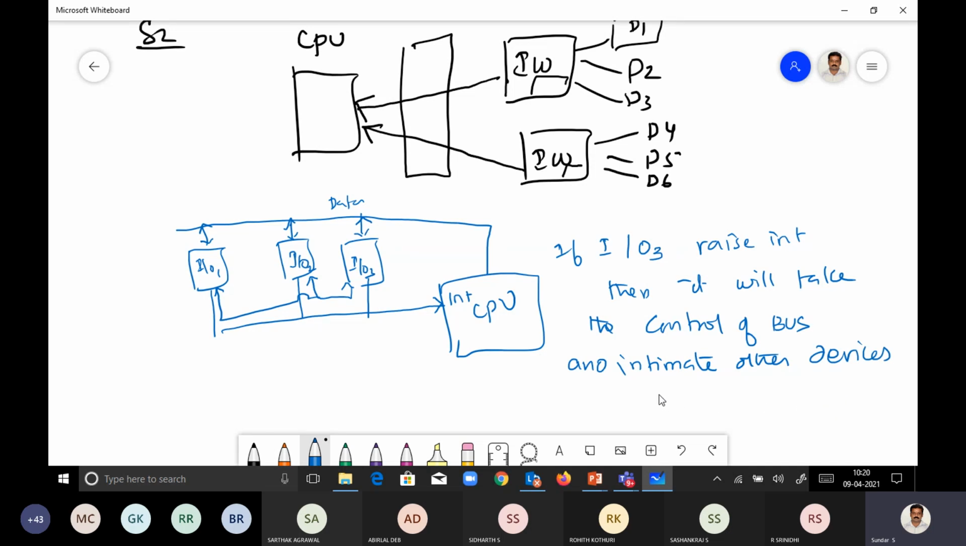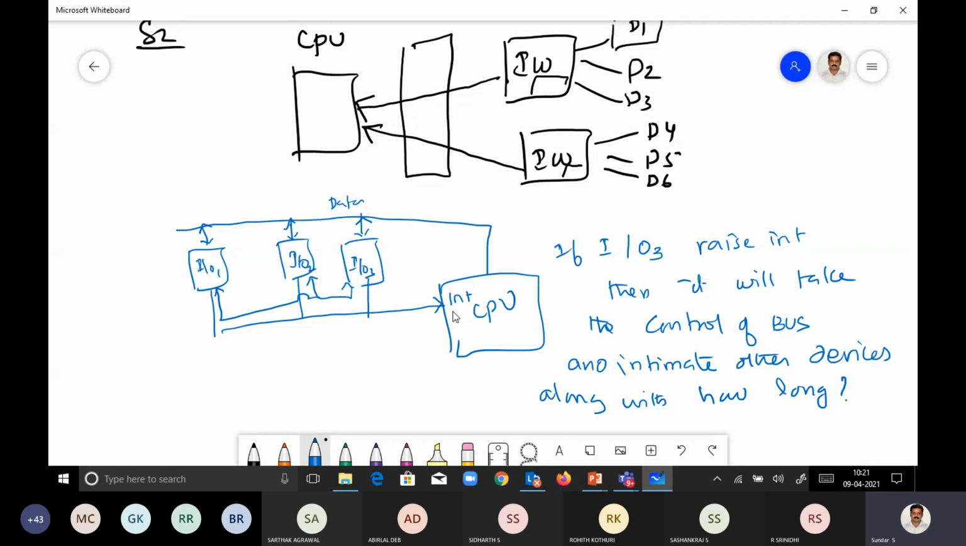Okay. So, it is intimating other devices along with how long it is going to use the bus. So that information also will be forwarded to other devices. So till that time, the other devices cannot send an interrupt signal to the CPU. Okay, so this is the second scheme.